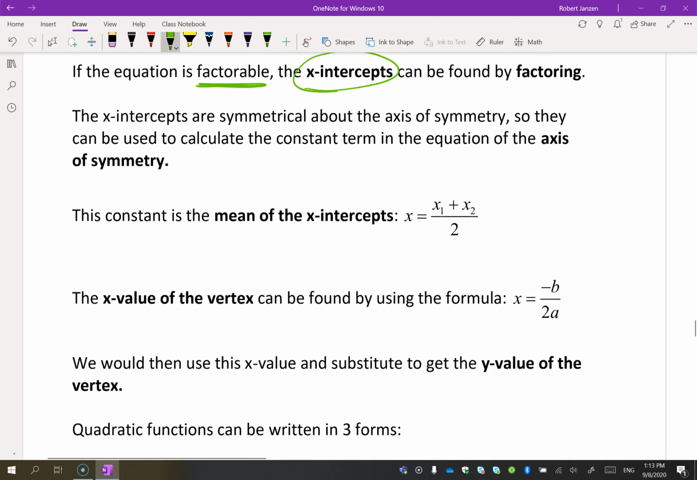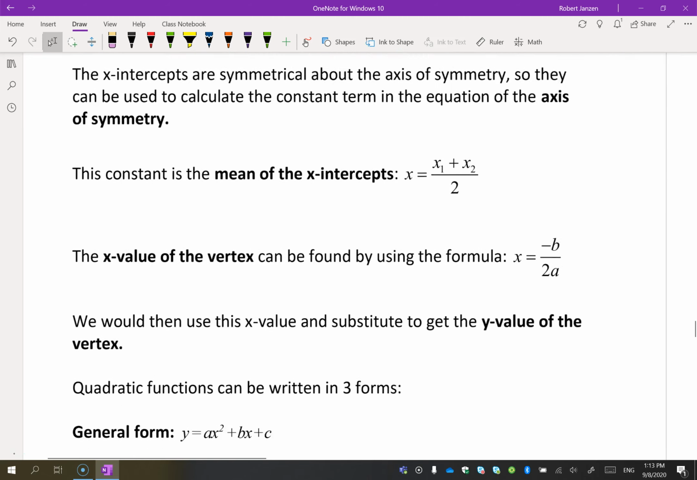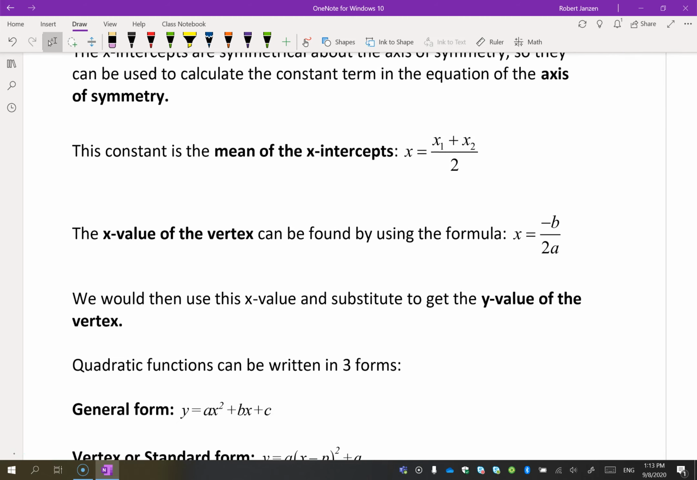So how do we find the vertex though? Because in this form you can't just read the vertex. Well, there's a couple of things that we can do. If you think about a parabola with two x-intercepts, the axis of symmetry is going to be right in the middle of those two x-intercepts. So you can find the average, and you do that by going, well, what are the two x values divided by 2?